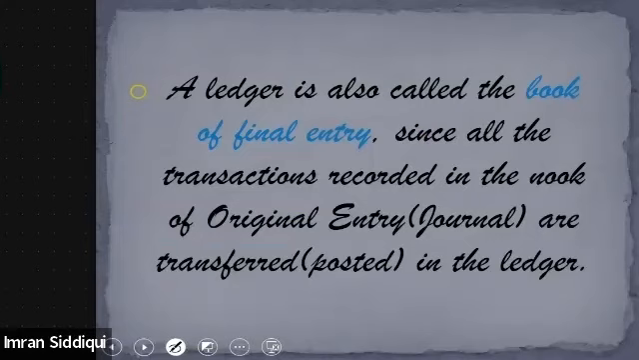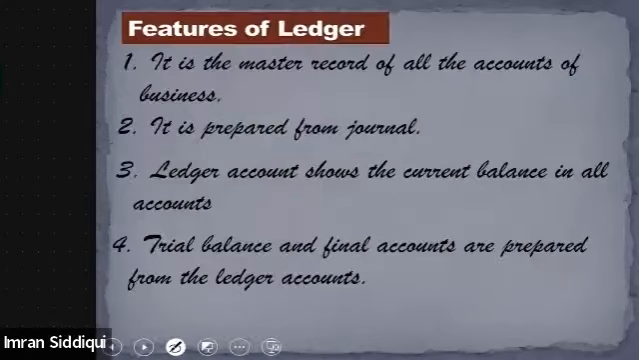A ledger is also called book of final entry, since all the transactions originally entered in the book of original entry are transferred to the ledger. So transferring the transaction from the journal to the ledger is called posting. What do we call it? Transferring the transaction recorded in the journal to the ledger is called posting. Posting of journal entry.